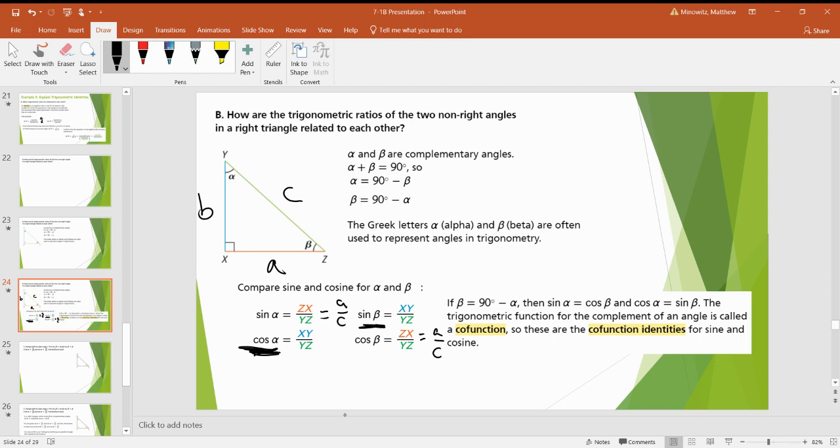So if I said the sine of 30 equals something, and the sine of 30 we're going to learn equals 0.5, we also know that that's equal to the cosine of 60. Because the two angles are complementary. So two complementary angles, two angles that add up to 90 degrees, one sine is the other cosine.